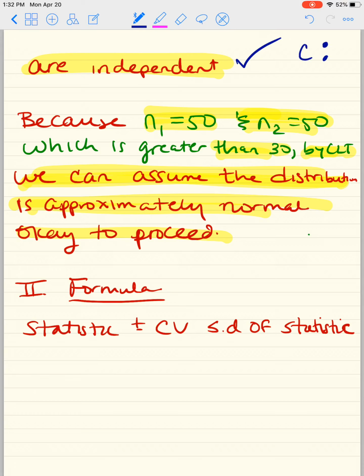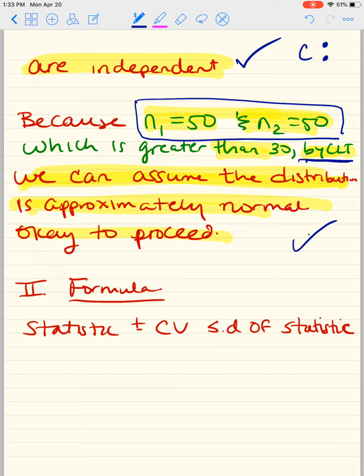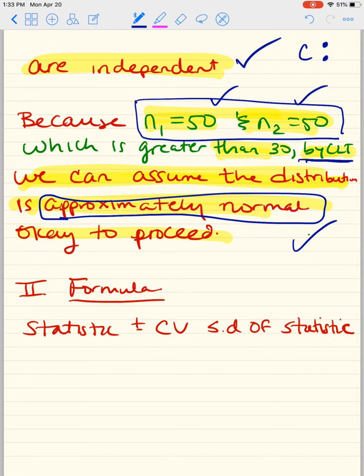Your second condition is normality. So we need either a box plot or a dot plot or some type of graphical display, or they have to tell you, or for averages, not for proportions, if n is greater than 30, then by the central limit theorem, we can assume the distribution is approximately normal. So in this case, you have to say since n1 and n2 are both 50, which is greater than 30, then we can assume the distribution is approximately normal. Okay, so now your conditions are done.